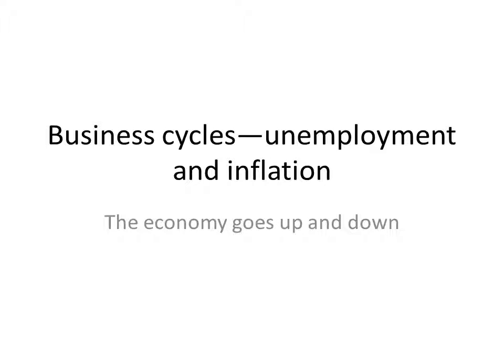This chapter is on business cycles, which is recurring changes in the levels of unemployment and inflation. Actually, more precisely, it is changes in the growth rate of GDP. But of course, unemployment and inflation are related to GDP, as we've explained earlier. My subtitle is The Economy Goes Up and Down.